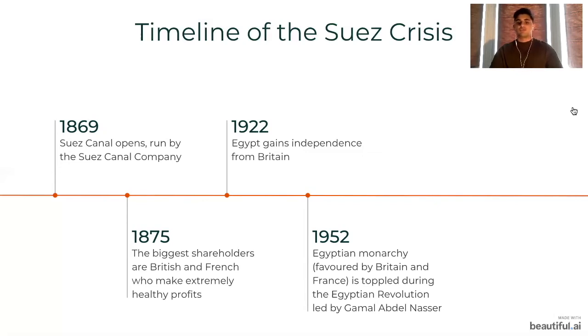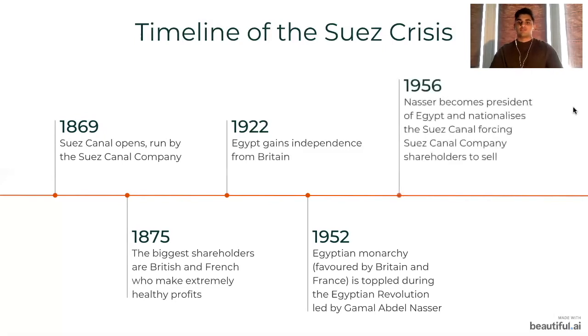were toppled during the Egyptian Revolution. The revolution was led by Gamal Abdel Nasser, an Egyptian pan-Arabist revolutionary, and he took the drastic step of nationalizing the Suez Canal. He took the Suez Canal Company and bought out all of the shareholders' shares so that they couldn't make constant profits anymore. He just gave them a lump sum, and the canal was now in the legal possession of the Egyptian government.